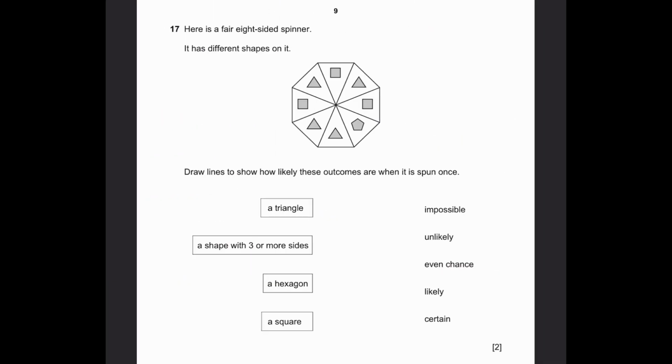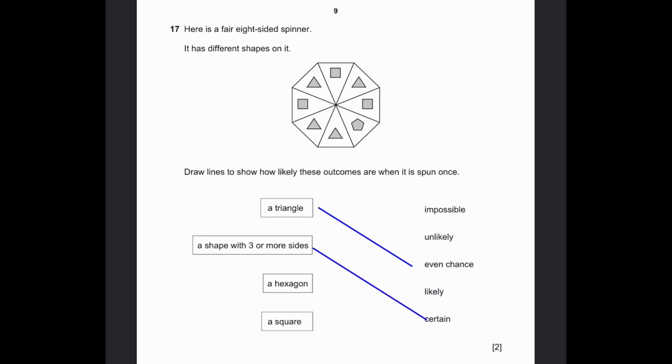Question 17. Here is a fair 8-sided spinner. It has different shapes on it. Draw lines to show how likely these outcomes are when it's spun once. Triangle. That's 1, 2, 3, 4 out of total 8. So it's even chance. Half. A shape with 3 or more sides. Well, all the shapes have 3 or more sides. So we can say certain.